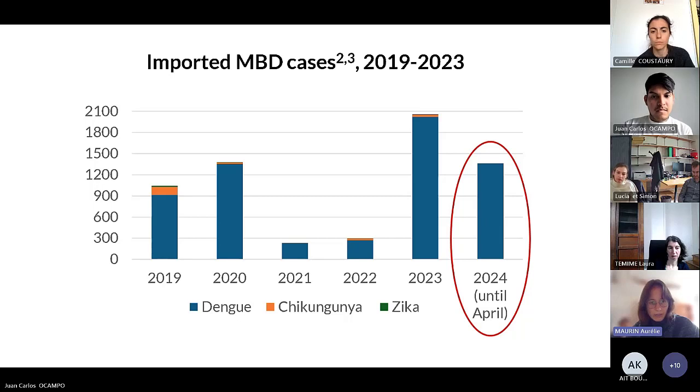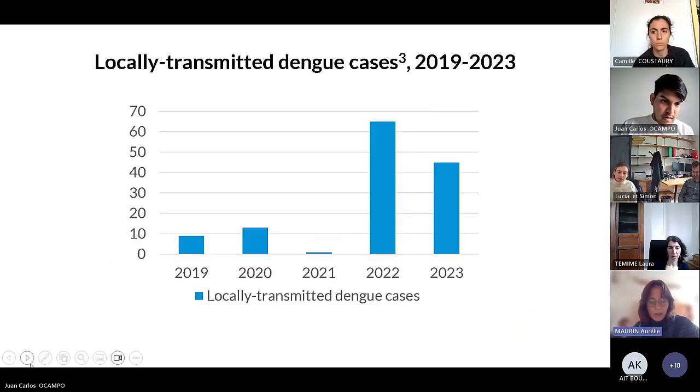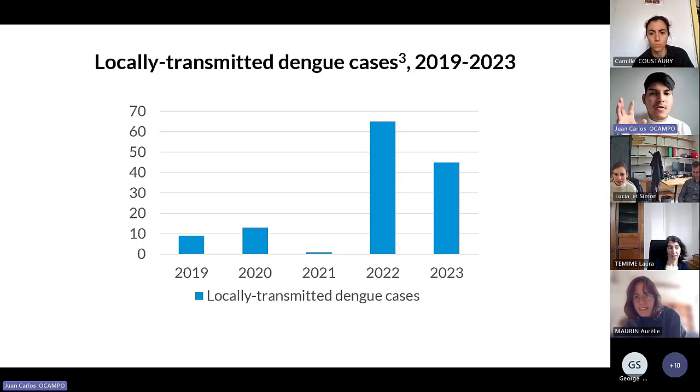And when you look at the next slide on the number of locally transmitted cases, you see that it's very high in 2022. Meaning that the local transmission was that high that it had to compensate for the lack of imported cases. So is it due to the fact that in 2022 the surveillance system was not good enough and there was not a good detection of imported cases? I'm just curious about this point, but I don't know if you have the answer.